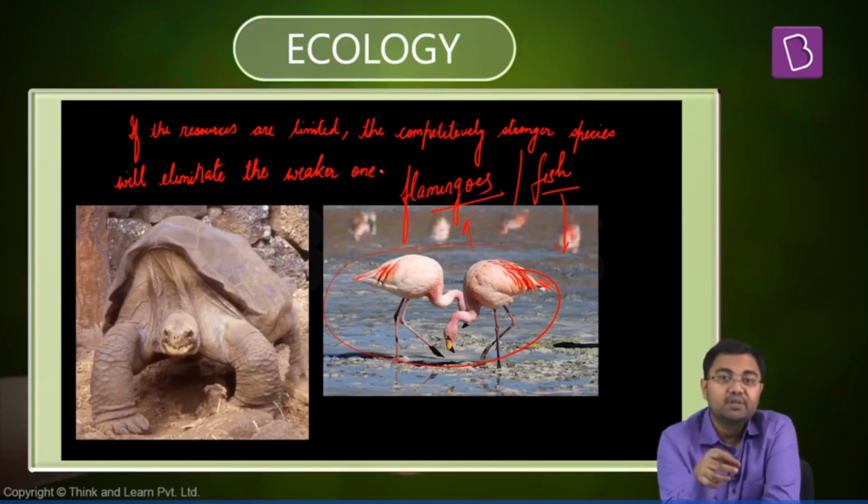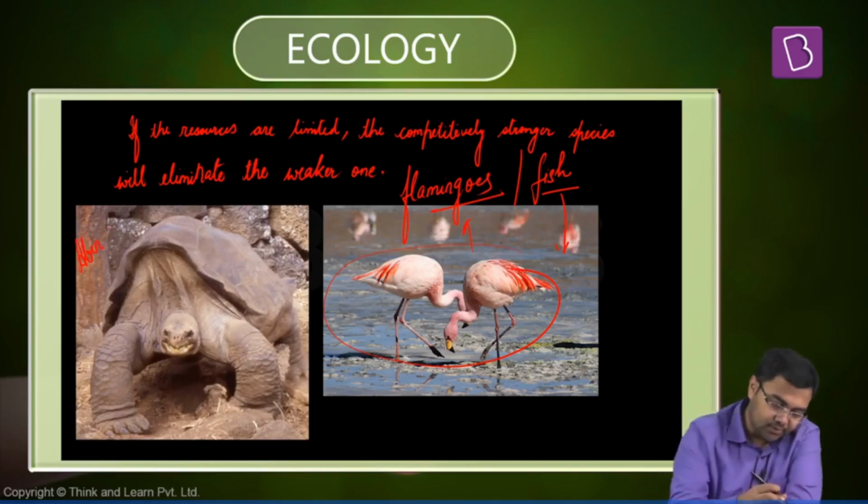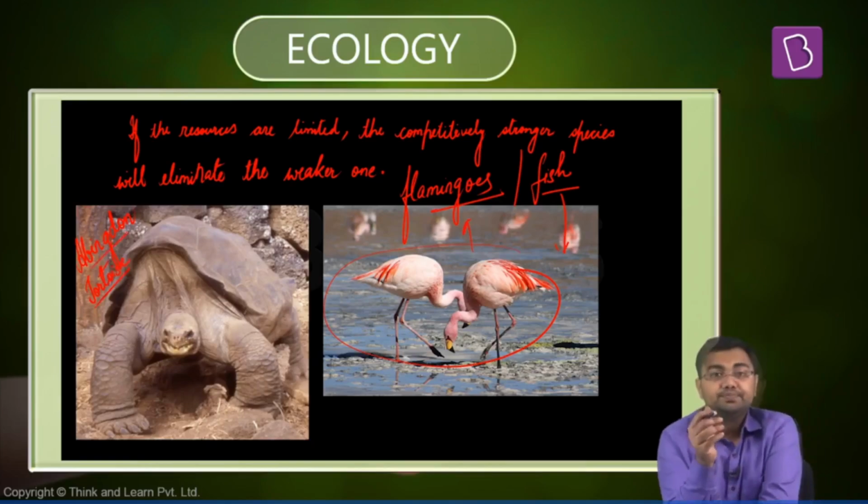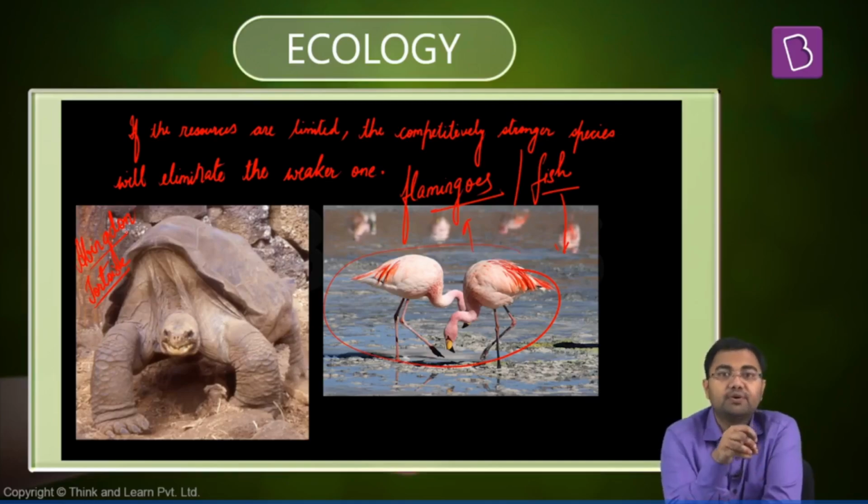extinct. For example, the Abingdon tortoise. If you look at this picture, this is a picture of the Abingdon tortoise. Now what happened is, this particular species of tortoise became extinct within a decade after goats were introduced on the island where they used to survive. So basically it is supposed that the goats had greater browsing capacity, and that is why this became extinct.